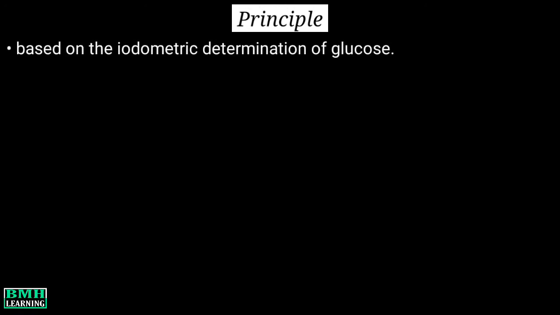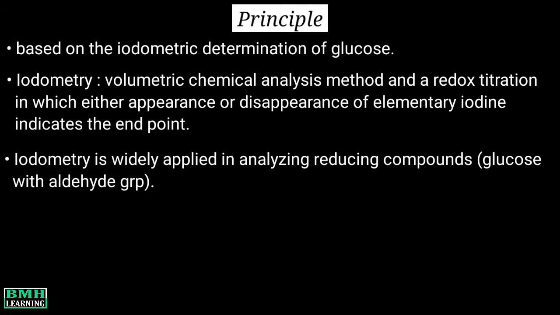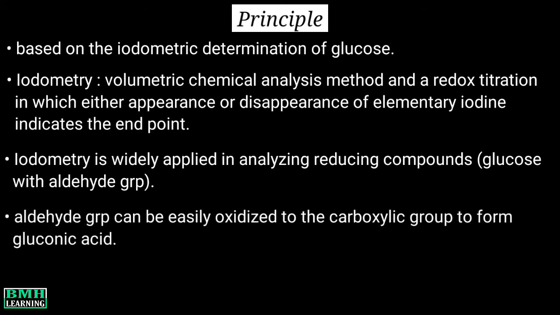The principle of Wilstatter method is based on the iodometric determination of glucose. Iodometry is a type of volumetric chemical analysis method and a redox titration in which either the appearance or the disappearance of elementary iodine indicates the endpoint. Iodometry is widely applied in analyzing reducing compounds, as in case of glucose having an aldehyde group. The aldehyde group can be easily oxidized to the carboxylic group to form gluconic acid.